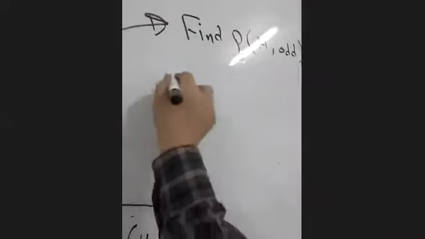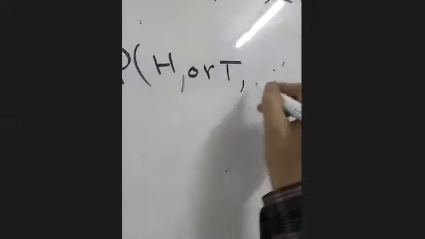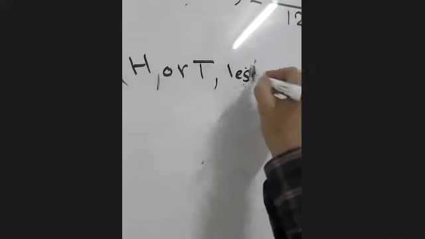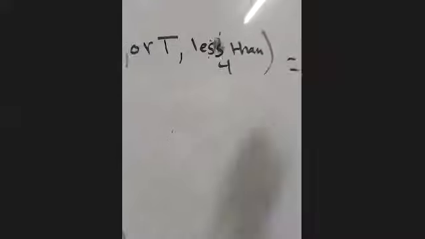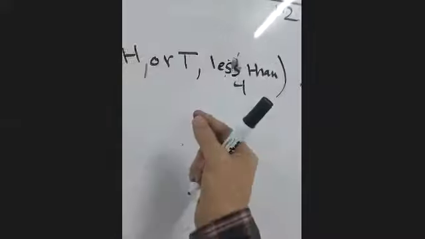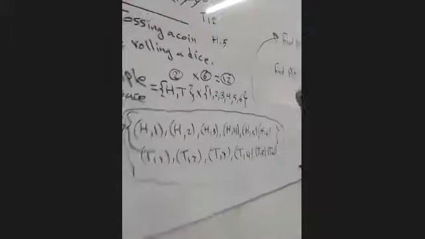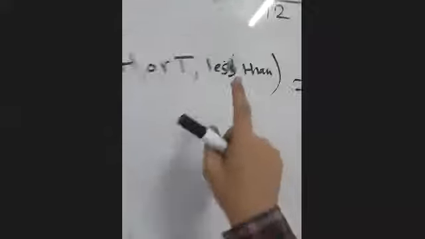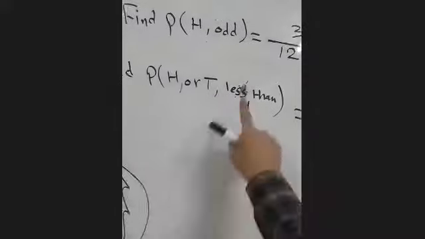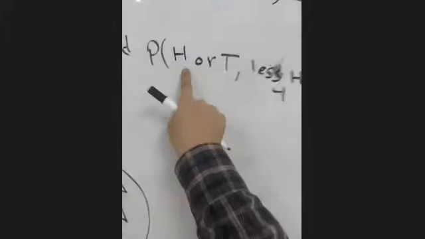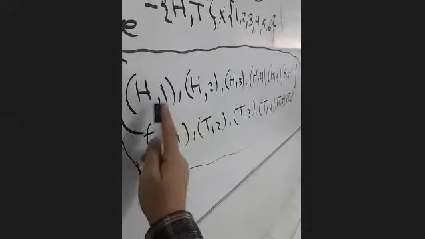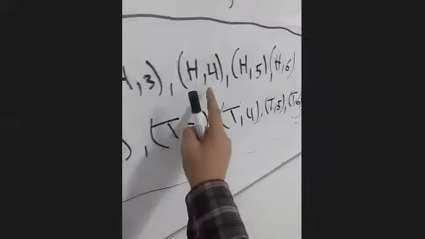But if I asked you, find the probability of head or tail with a number less than four. Practice. Head or tail and a number less than four, tossing a coin, head or tail, and a number less than four. I will count. But for each one I see here, I take a look and be sure that it satisfies it, right? I want head or tail with a number less than four. This one, I will take it. Head with one, the one is less than four. One, two, three. I won't take this one.